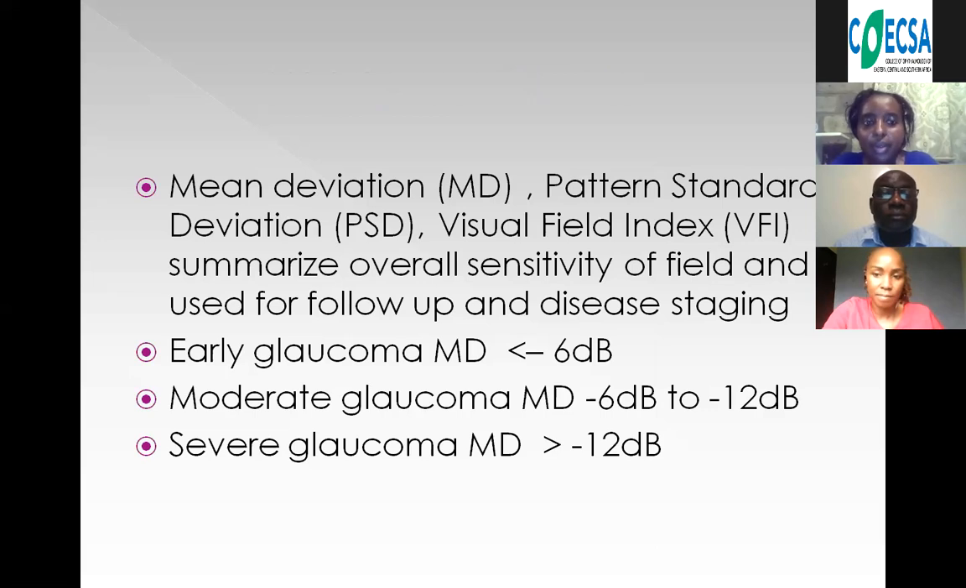The mean deviation, the pattern standard deviation and the visual field index summarize the sensitivity of the field, and they can be used mostly for follow-up and disease staging. Not commonly for diagnosis, but mostly for follow-up and if you want to stage the disease. So for early glaucoma, the mean deviation is less than -6, moderate is -6 to -12, and severe is greater than -12.